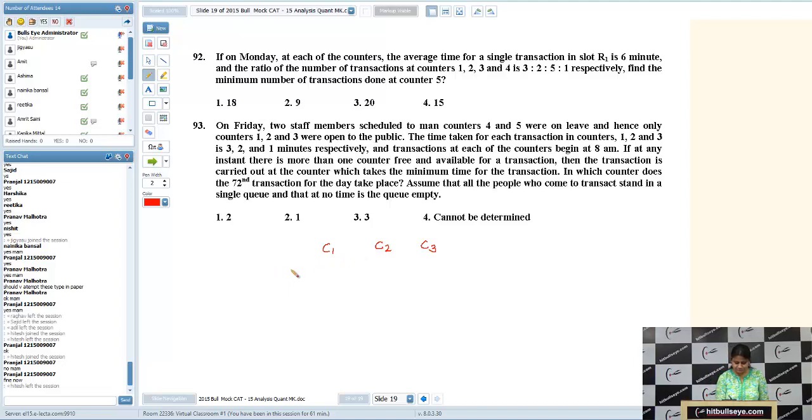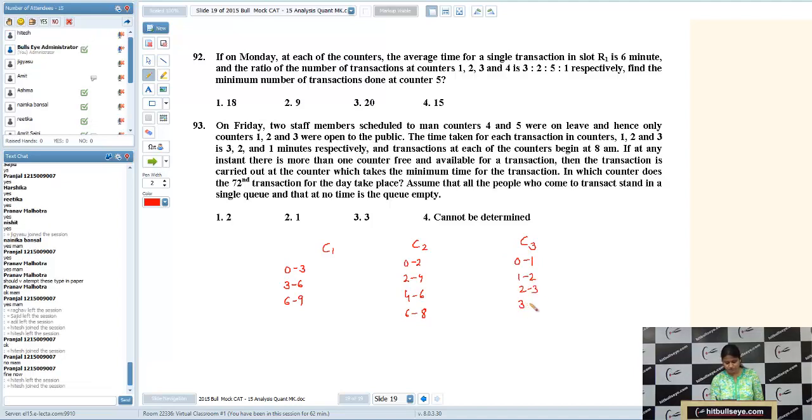It means 0 to 3 minutes is 1 transaction, then 3 to 6 minutes, 6 to 9 minutes for counter number 1. For counter number 2, 2 minutes, so it will be 0 to 2, 2 to 4, 4 to 6, 6 to 8 and so on. For counter number 3, it will be 1 minute: 0 to 1, 1 to 2, 2 to 3, 3 to 4, 4 to 5 and so on. That is the thing given.